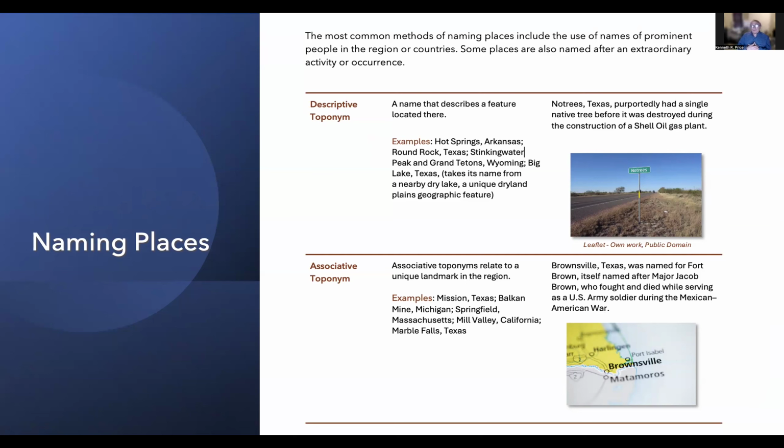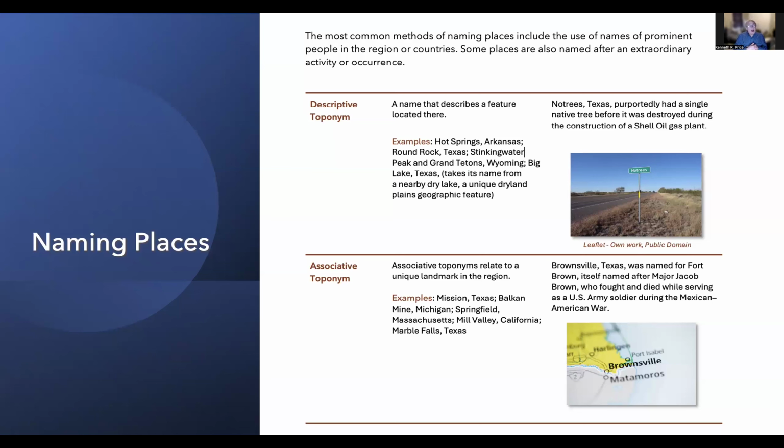And you can see that I have the no trees road sign that I have on the title slide for this presentation. I think it's really humorous that there was one tree, one native tree that was destroyed with a Shell Oil gas plant. And so now it's simply no trees. And I go through the different types of toponyms, like I said, associative.